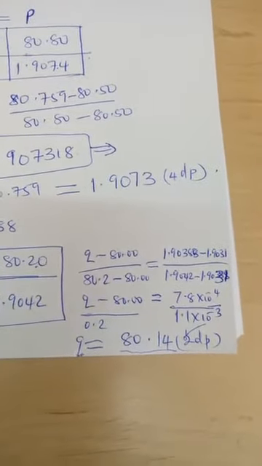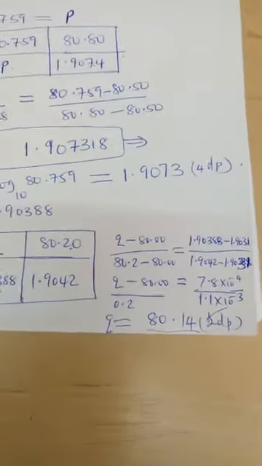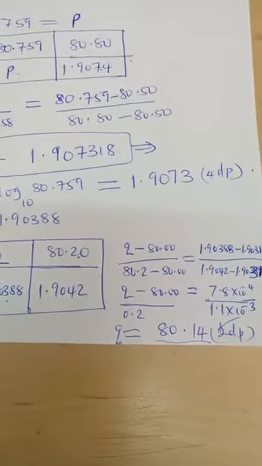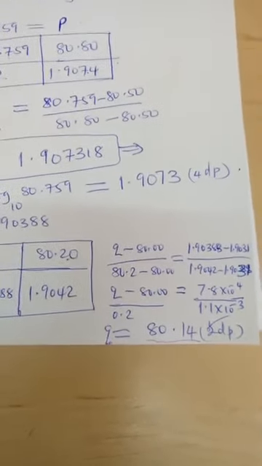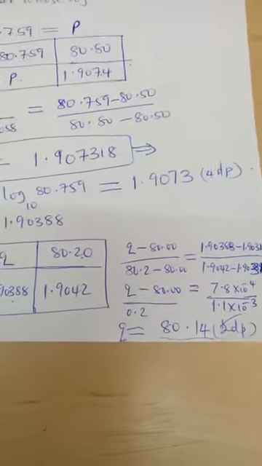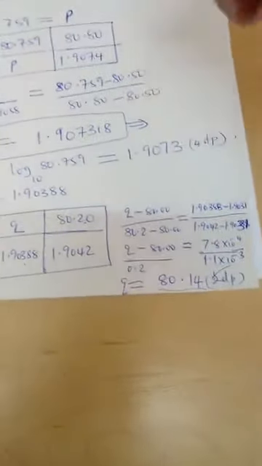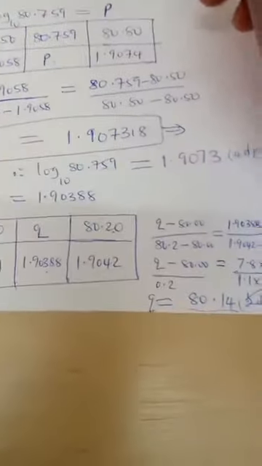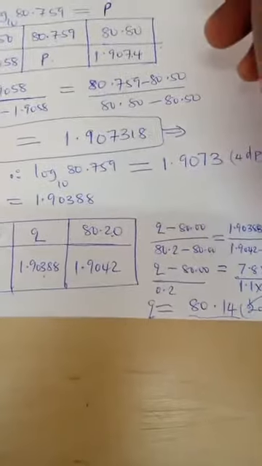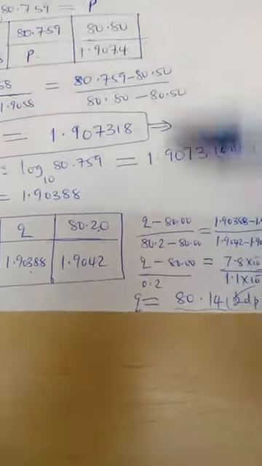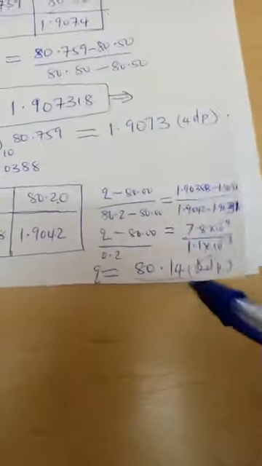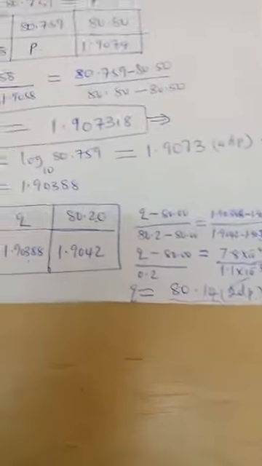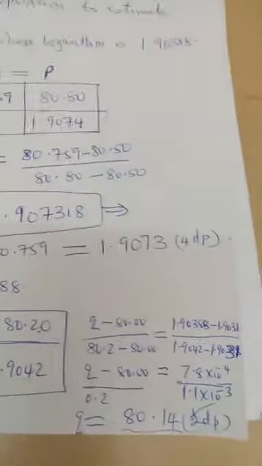Like I have shared, you could choose to use any other value other than the given value. Even if you chose the next value, because it's a linear interpolation, even if you skipped this and you used 80.50 and 1.9 or 80.8 and the other one, it would still arrive at the same answer.